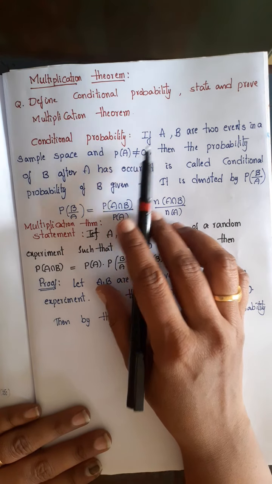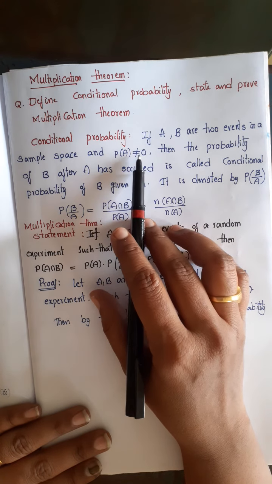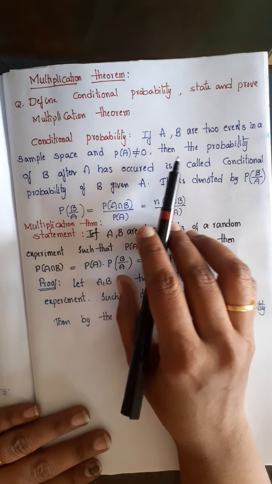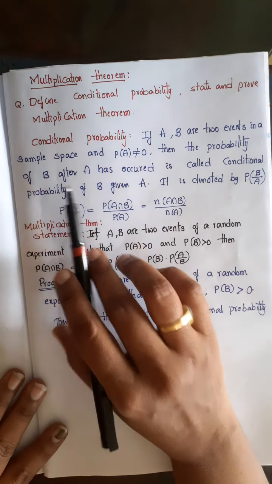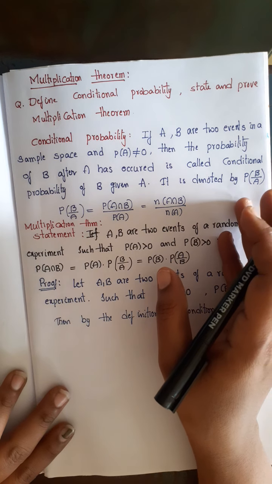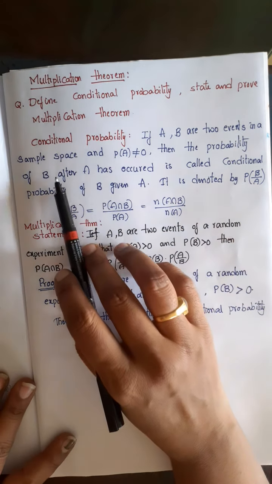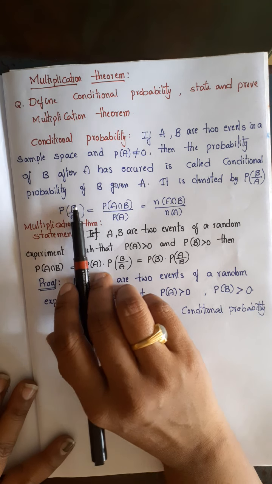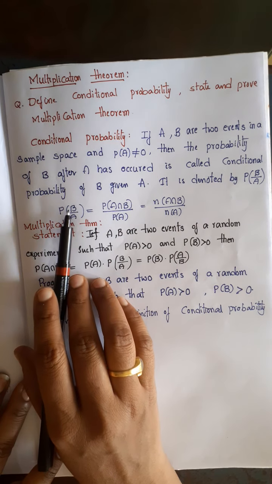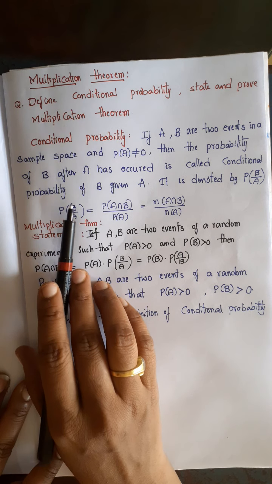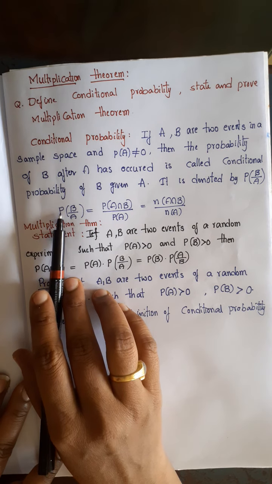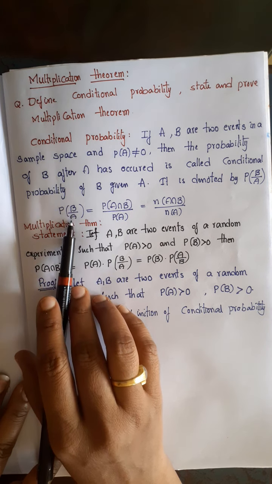So this event is a 100% occurring event, probability of A is not equal to 0. Then the probability of B after A has occurred. So after A has occurred, then only the probability of B occurring is called conditional probability. That is denoted by B after A. After means we will write in the denominator part. Here probability of B but after A.